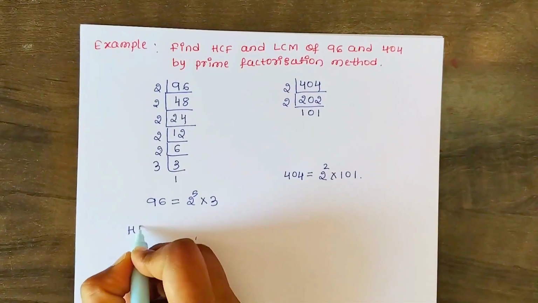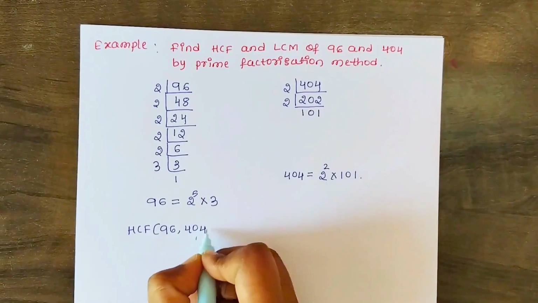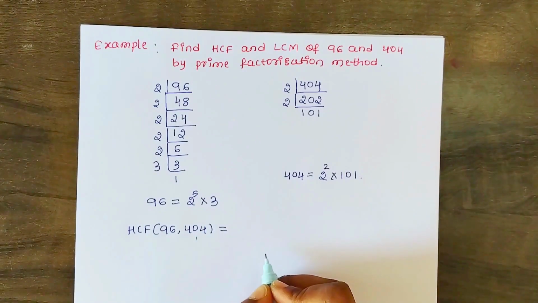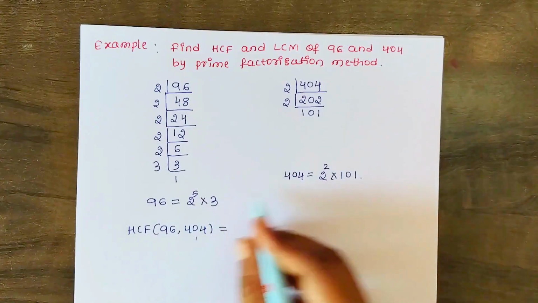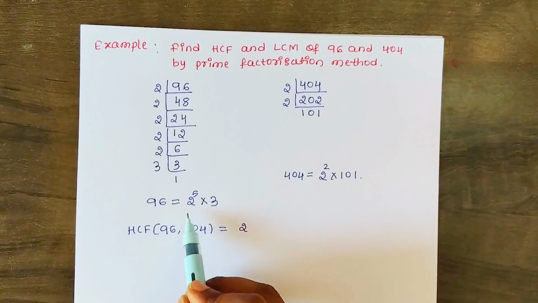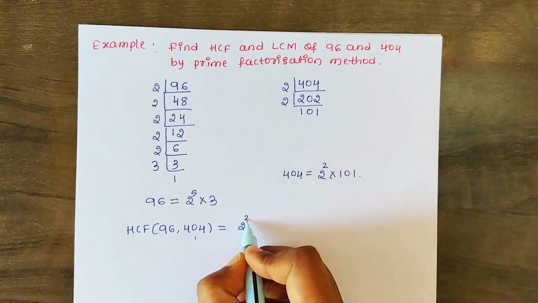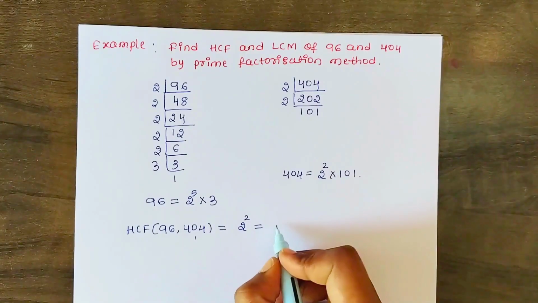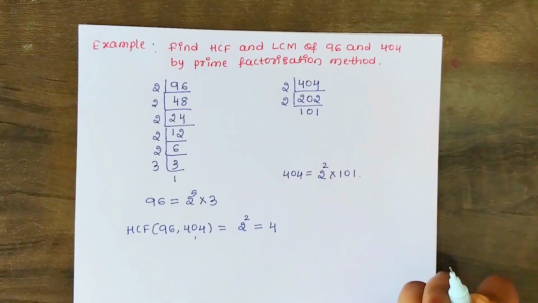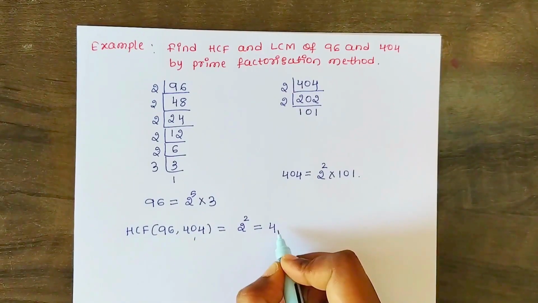So what is the HCF? The HCF of two numbers, that is 96 and 404, is the product of the smallest power of each common prime factor. What is the common prime factor? 2. For the smallest power, we have 2 to the power 5 and 2 to the power 2. We have to consider 2 to the power 2. So the HCF is what? 2 to the power 2 is 4. So the HCF of the numbers 96 and 404 is 4.